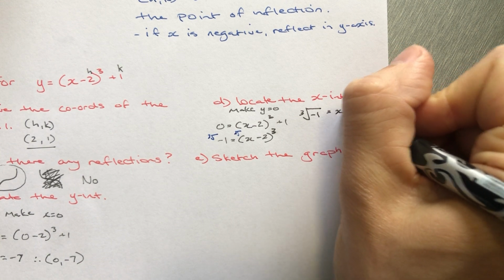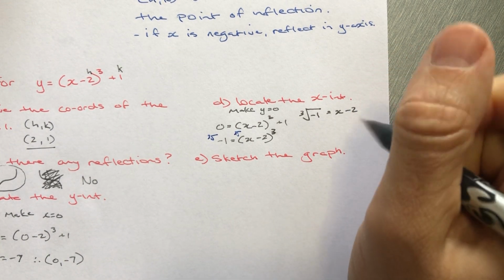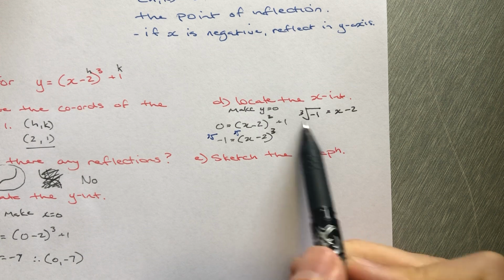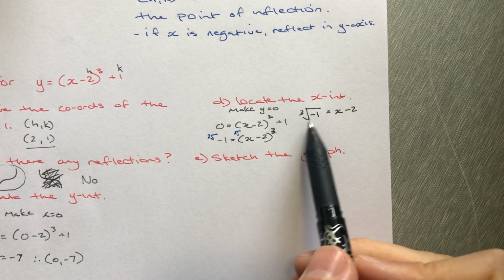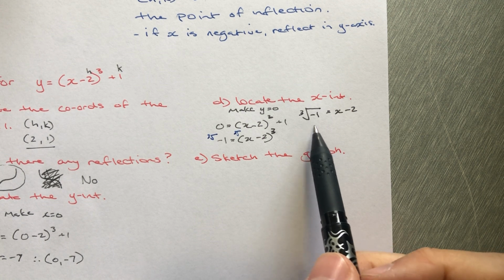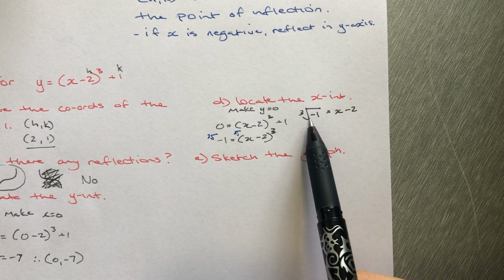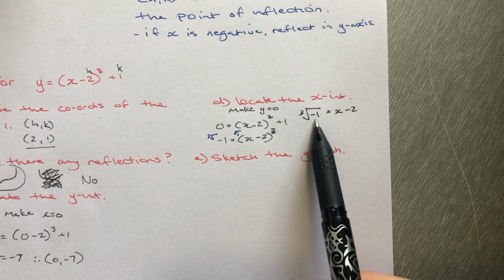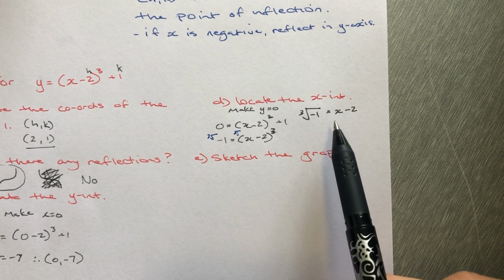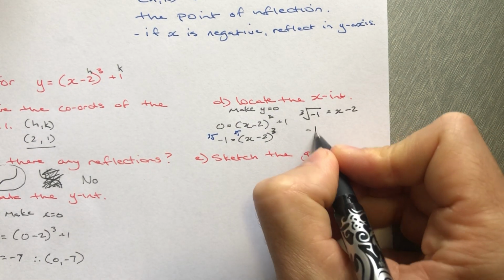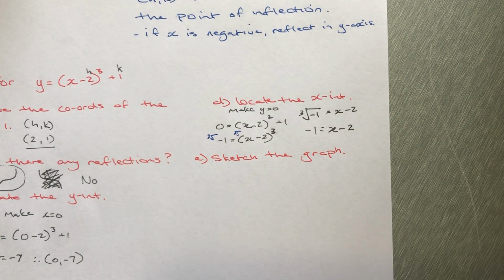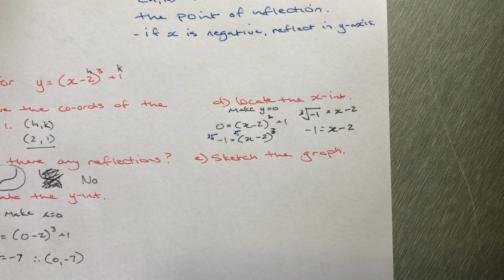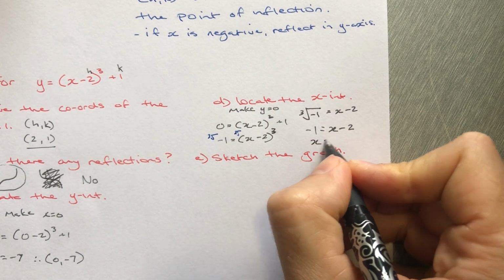equals x minus 2. Now let's just sort this bit out first, because you guys know how to do square root, but cube root might be a little bit harder. What it's actually asking is what number times by itself 3 times gives us negative 1. Negative 1 times negative 1 times negative 1 is negative 1. So that's our answer to that one. Now it will be a lot easier for us to solve for x. So x is going to be 1.